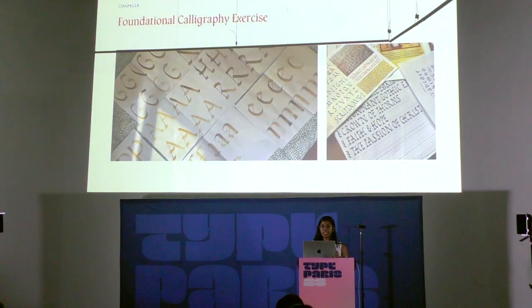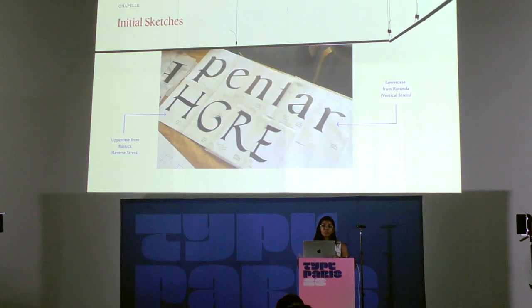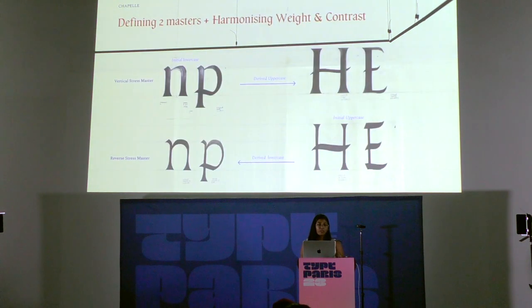From that, I started my foundational calligraphy exercise, just to set the mood. That formed the basis of the initial sketches. For me, the uppercase was from Rustica, which has reverse stress, and the lowercase was from Rotunda, which has vertical stress. But now I had two different stresses. So it was suggested by Sandrine that I define the masters in the stress axis. With my existing reverse stress lowercase, I came up with the uppercase, and vice versa, where I had the initial reverse stress uppercase from Rustica and derived the lowercase from that.